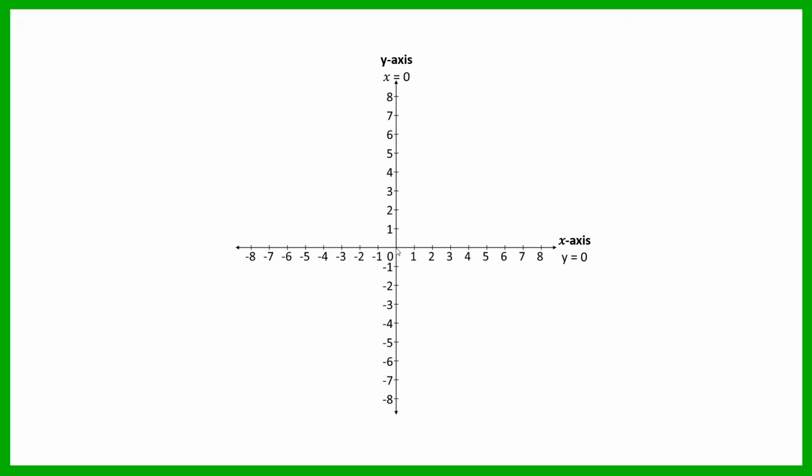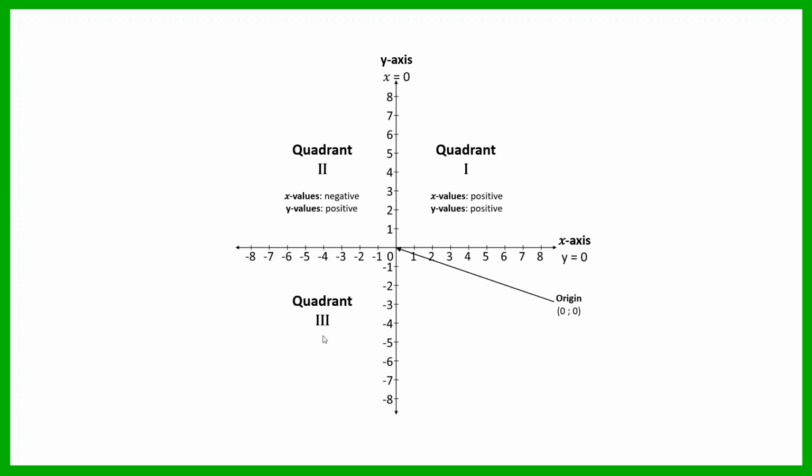And the point where they intersect over here is called the origin, and that is the point where x and y are both 0. The Cartesian plane is divided up into 4 quadrants. The first quadrant over here is where x and y are both positive. In the second quadrant over here, the x values are negative and the y values are positive. In quadrant 3, which is this one, the x and y values are all negative. And in quadrant 4, which is this one, the x values are positive and the y values are negative.